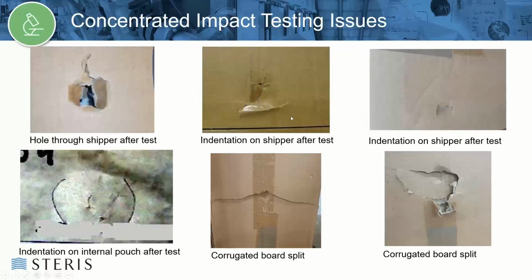Some of the common issues with this one: you're very commonly going to see this type of damage with some breakage along the sides of the boxes. Anything that goes too deep, you can actually see indentations on the internal pouches. You can see boxes split if, again, the box maybe doesn't have as much strength as it needs, or if some of that conditioning and the previous testing that's already been done has degraded the box material to a degree.